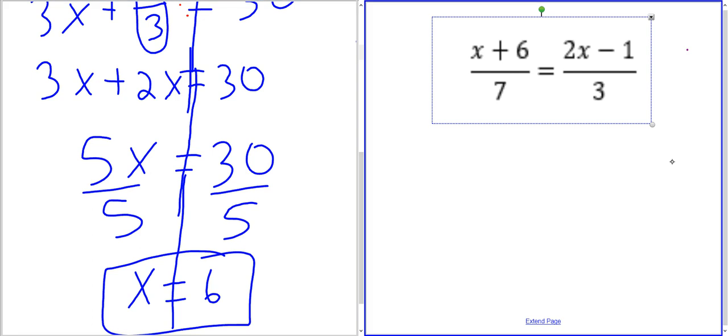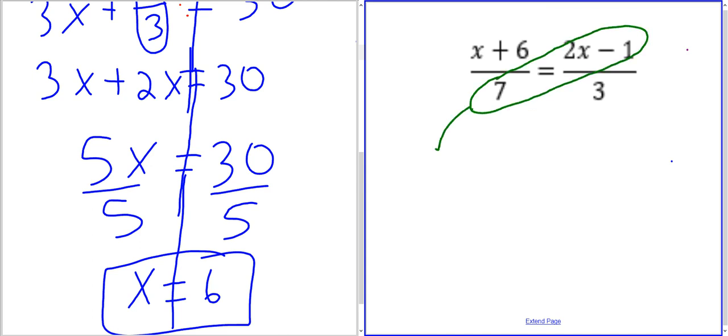Okay, the one on the right is similar. I'll do that one as well. So this time you can solve it using cross multiplication, because you have one fraction equal to another fraction. This only works when you have one fraction set equal to another fraction. So to cross multiply, we're just going to multiply along the diagonals here. So we'll do 7 times 2x minus 1. We'll put that on the left side, so 7 times 2x minus 1.